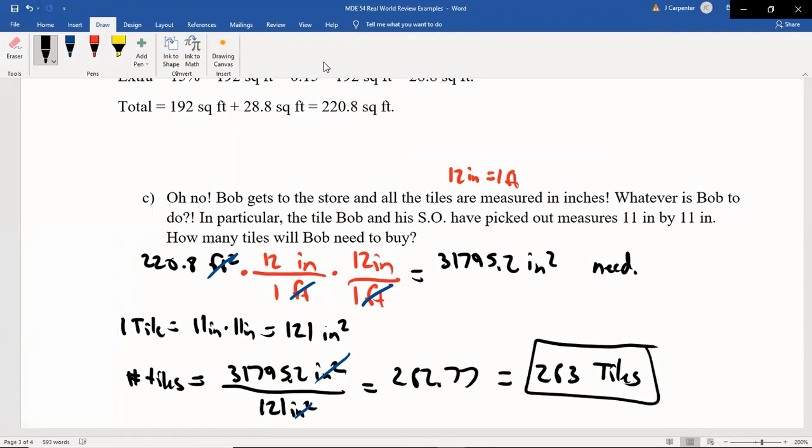Tiles quite often will come in boxes of 10 or 100, depending on what it is, or 20. You could do the number of boxes you got to purchase from there. You can also buy loose tiles. You do whatever you got to do.